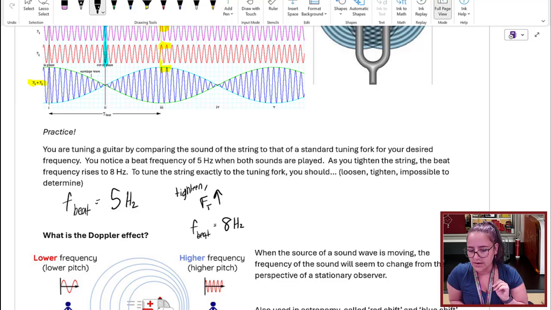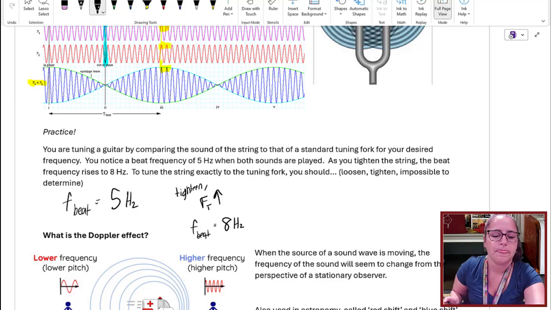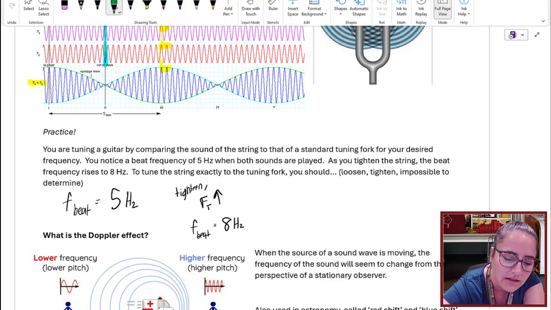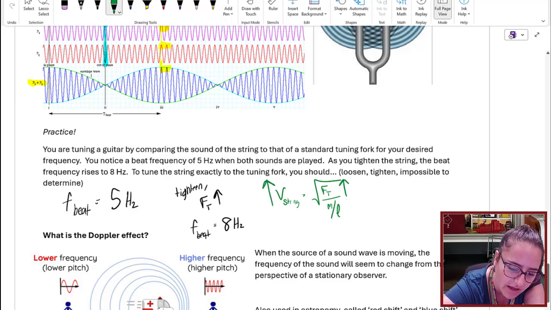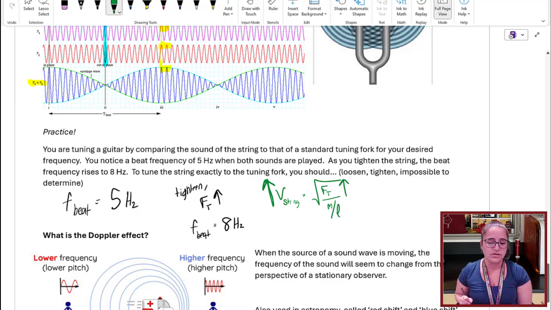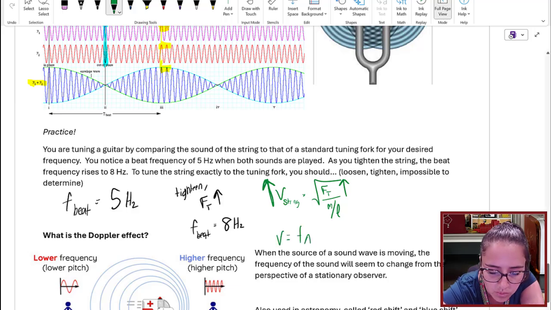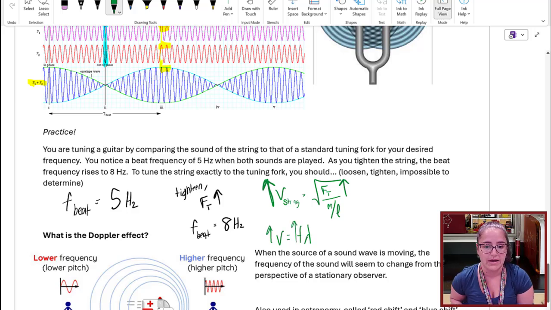Well, let's go ahead and look at this a little bit closer. We know that the velocity of that wave on a string is proportional to the force of tension divided by m over L. So if the force of tension is going up, we know that the velocity of the string is also going up. Now, velocity equals wavelength times frequency. So if that velocity is going up, we know that frequency is going up as well. So the frequency of the wave must have increased when we tighten the string.